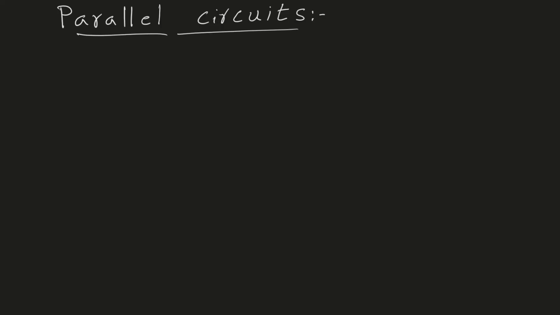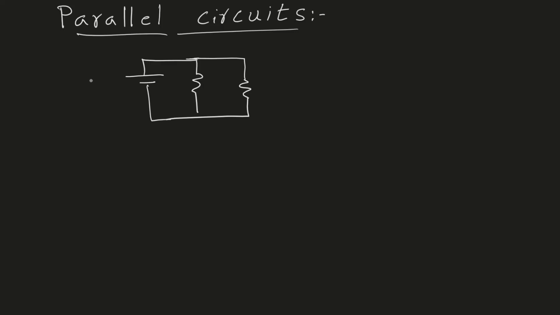In this video, we will study parallel electric circuits. We can define two components to be connected in parallel if the voltage across those two components is the same. For example, if I have two resistors that are connected in this way, you can see that the voltage across both of these resistors would be the same.